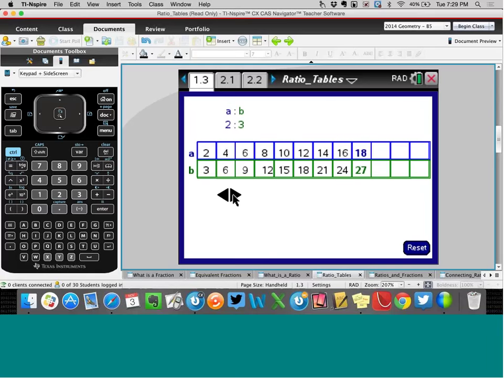So some comments coming up in the chat include making connections to 8th grade slope, which is really interesting. We'll kind of tuck that in the back of our caps right now.